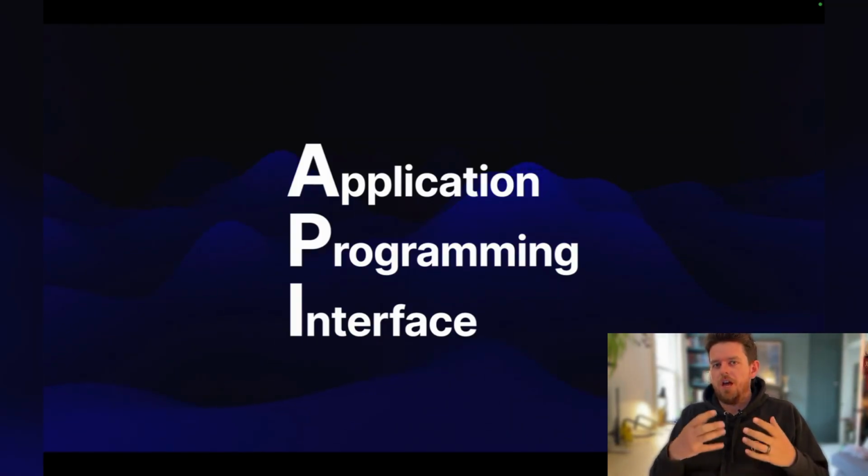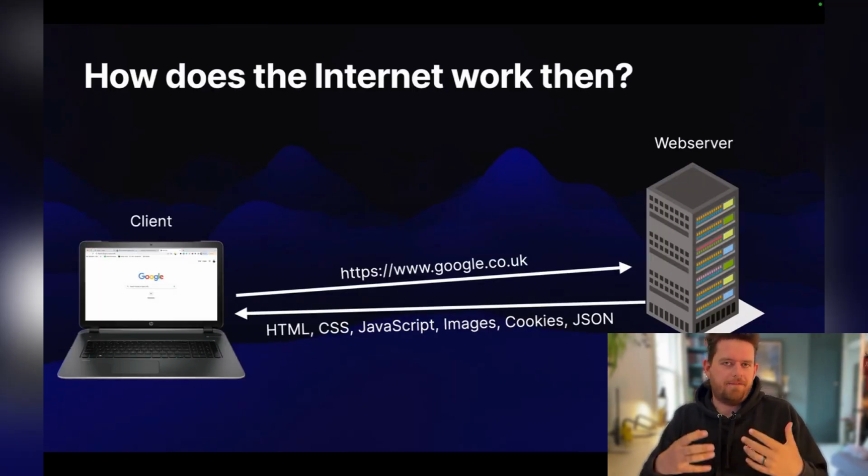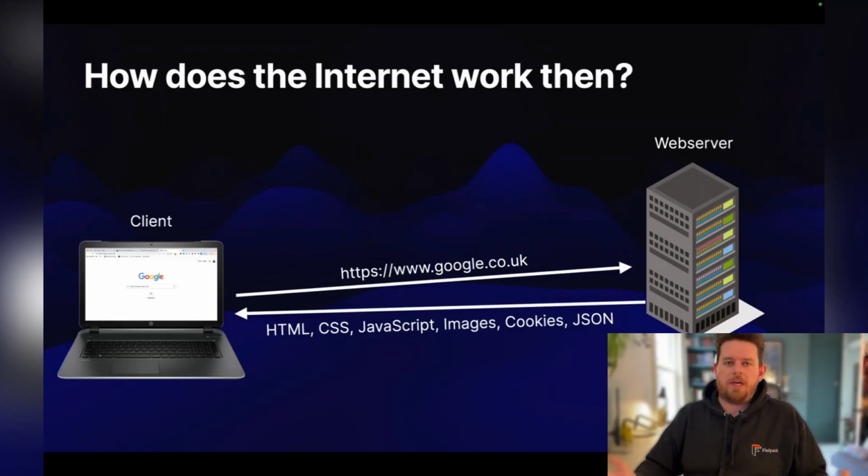So in order to understand exactly how APIs work, we need to have a bit of background knowledge of how the internet first works. The internet is basically a huge network. It's a bit like your office network or your home Wi-Fi network, but on a huge, huge scale. Where you might be connected to a local area network, the internet is a wide area network. It's essentially the same thing.